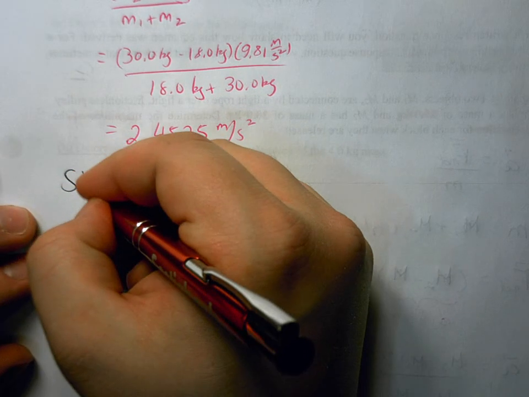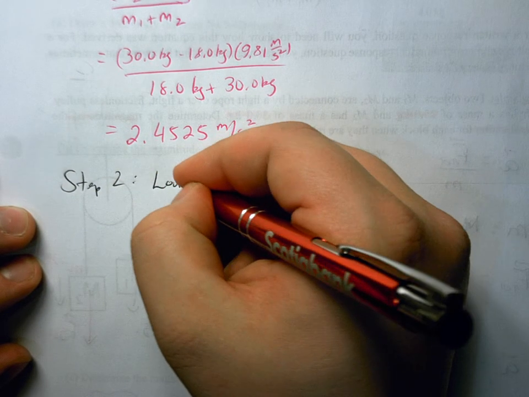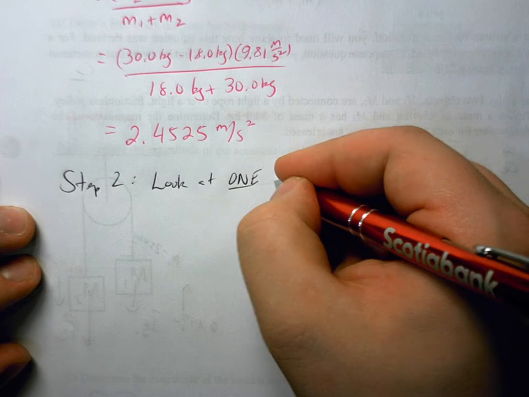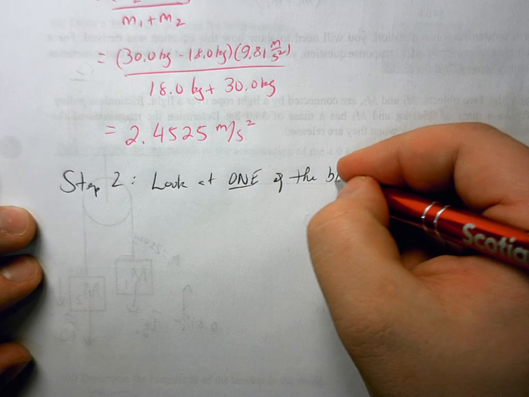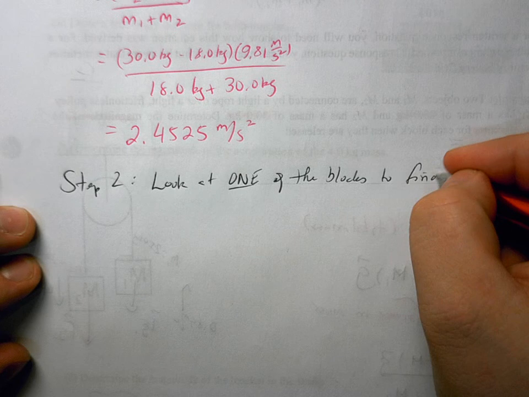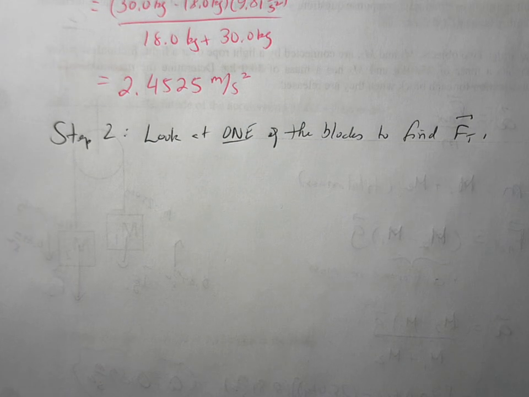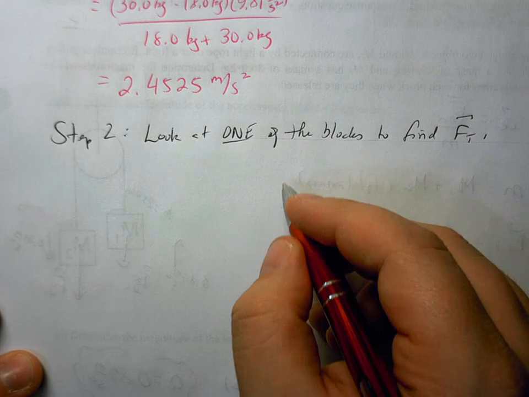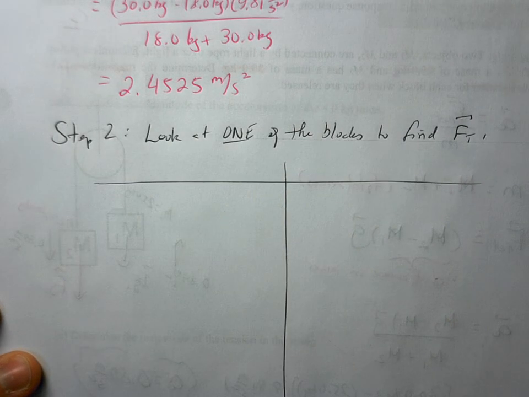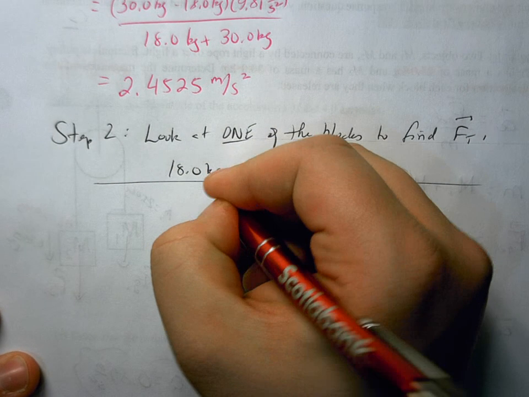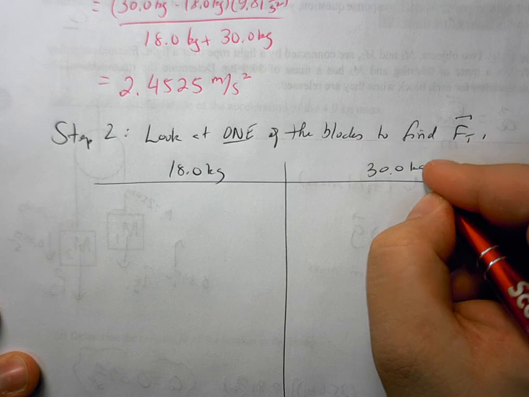So step 2, look at one of the blocks to find the force of tension, or its magnitude rather. Now for this, I'm going to show you how it works for both blocks to show you that we get the same answer. On an exam, you only need to pick one of them. You don't have to do both. I just want to show you both to convince you that no matter which one you pick, it's going to be the same thing. So I'll start off with the 18 kilogram block, and then we'll work our way to the 30 kilogram block.